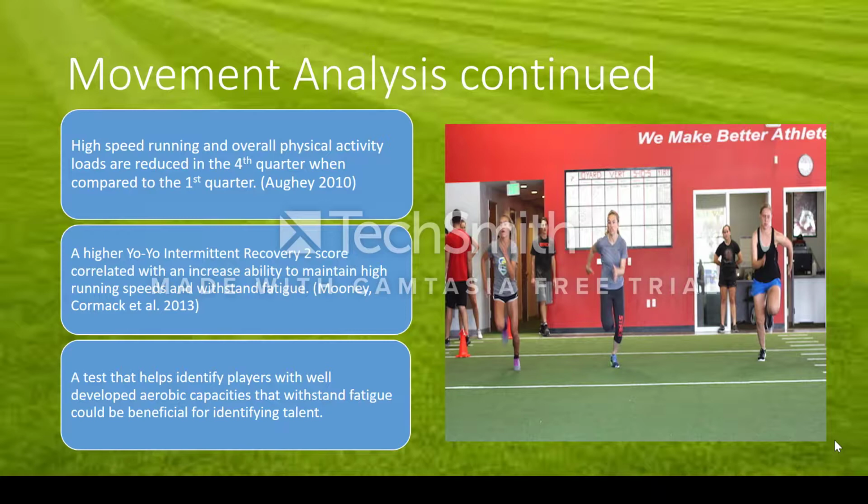Continuing on now with the movement analysis, a study done on elite AFL players by Aughey in 2010 found that high-speed running and overall physical activities are reduced in the fourth quarter when compared to the first quarter. Whilst this finding is not surprising, it is backed up by the findings of Mooney and Cormack, who found a higher score in the yo-yo intermittent recovery test correlated with an ability to maintain high running speeds and withstand fatigue later in games. Taking this into account, any sort of test that helps identify players with an increased aerobic capacity that can withstand fatigue could be beneficial for talent identification.